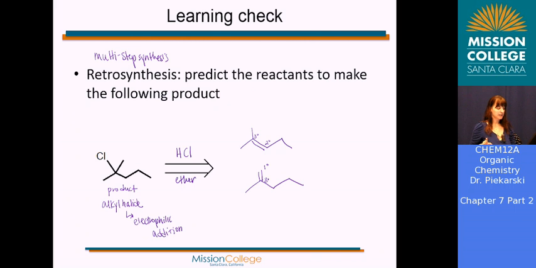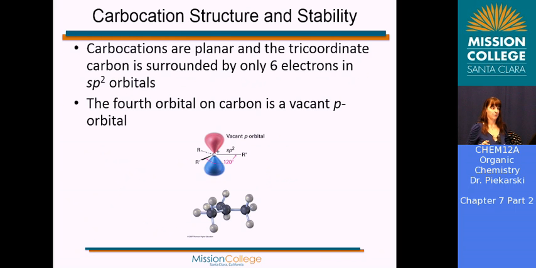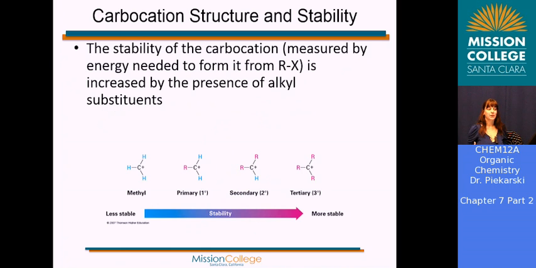Okay, coming back to the carbocation structure and stability, remember that they are planar. They are tricoordinate sp2 hybridized carbons surrounded by only 6 electrons. So that fourth orbital in the carbon is that vacant p orbital, where it can equally accept a nucleophile from the top or from the bottom. I already went over this with you. The stability of the carbocation is increased by the presence of alkyl substituents. So it's good to know that trend. It's going to help you out greatly.